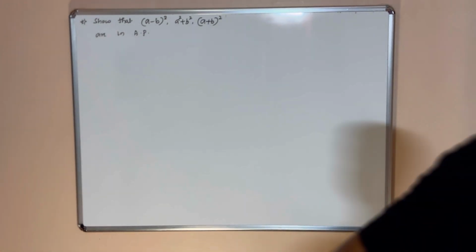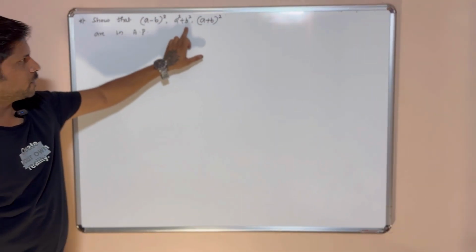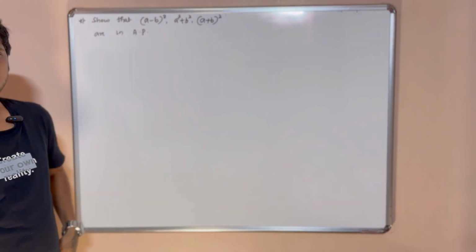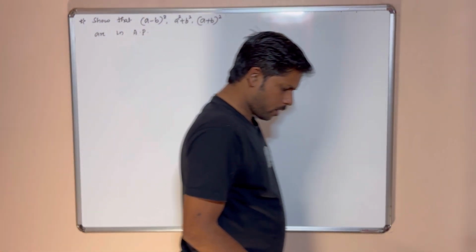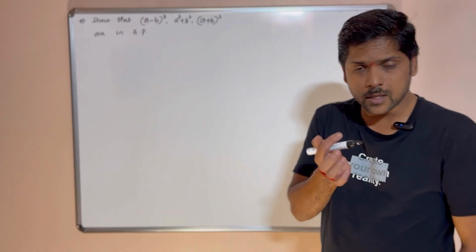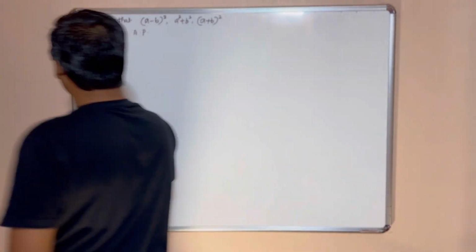So next example, show that (a minus b) whole square, a square plus b square, (a plus b) whole square are in AP. To show that it is an AP, the common difference must be the same. First we have to show that the common difference between the consecutive numbers is same. So, solution here.